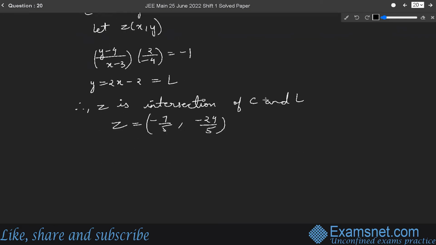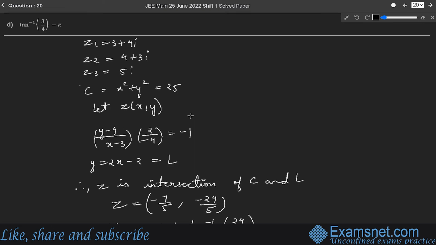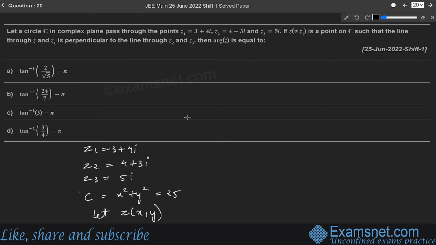Therefore, we can say that argument of Z will be equal to minus pi plus tan inverse 24 upon 7. So, this is the required solution for this question, and the correct option for this question is option number B.